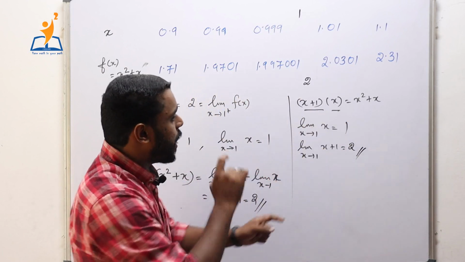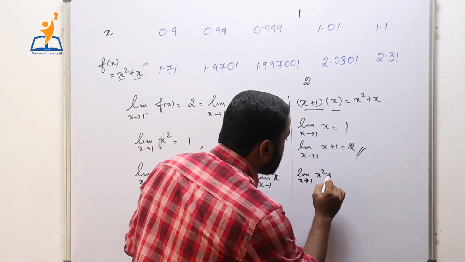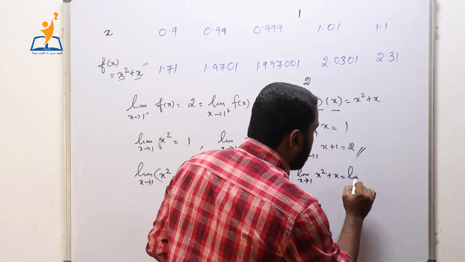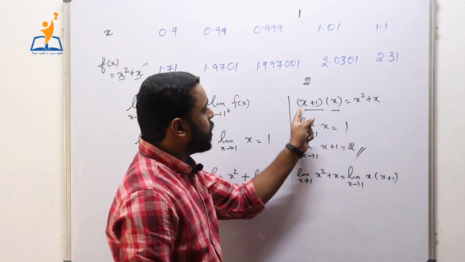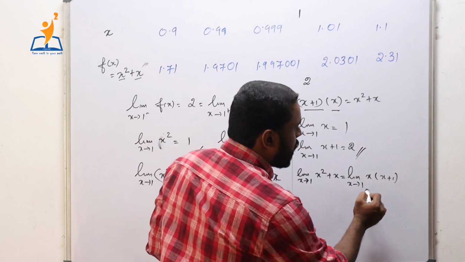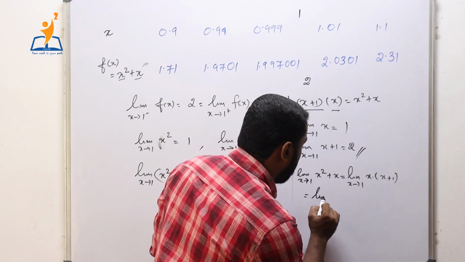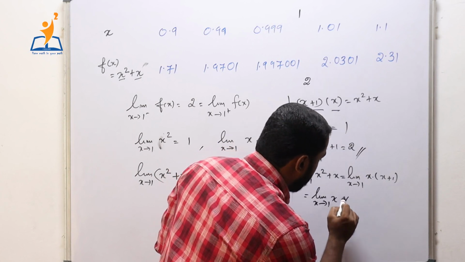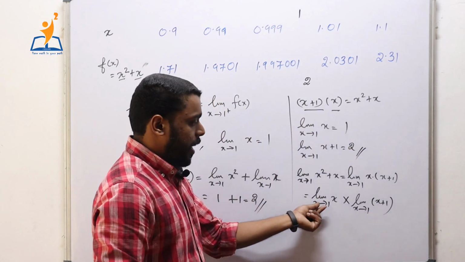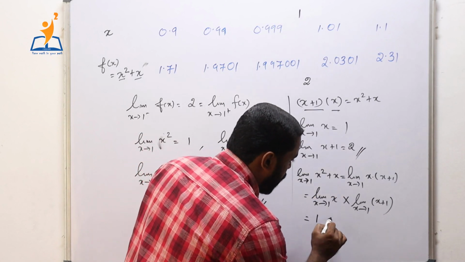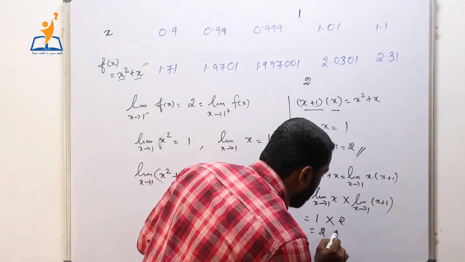Also we know that limit x tends to 1 of x is 1. Hence we have limit x tends to 1 of x square plus x is nothing but limit x tends to 1 of x into x plus 1, since x into x plus 1 is nothing but x square plus x. Now we shall separate the limit by this multiplication. It is equal to limit x tends to 1 of x into limit x tends to 1 of x plus 1. Here limit x tends to 1 of x is nothing but 1, into limit x tends to 1 of x plus 1, which is nothing but 2. Hence we get 1 into 2, which is nothing but 2.